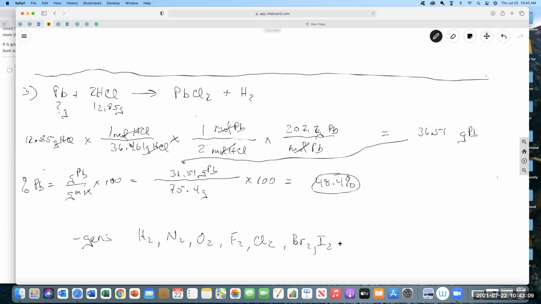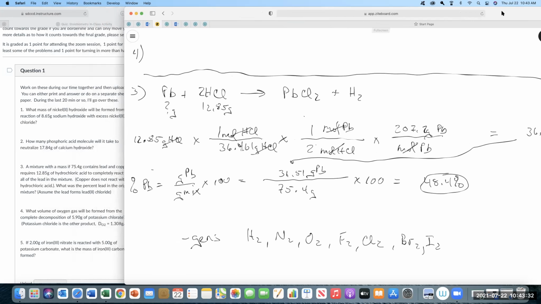Oh. So you have to just memorize those. Right. I remember it's the gens: hydrogen, nitrogen, oxygen. These are the halogens. Oh, so it's just the halogens? The halogens and then hydrogen, nitrogen, and oxygen. Okay, that makes sense. Thank you.